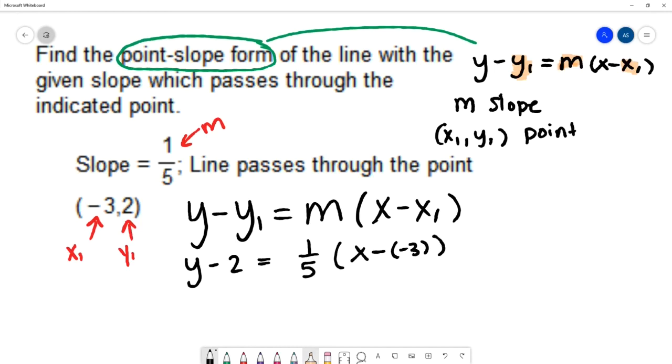And the only thing that I would do to simplify this further is when you have a double negative like this, I would write this as y minus 2 equals 1/5 times x plus 3. So this is your equation of the line with slope of 1/5 passing through the point (-3, 2), and that is in point-slope form.